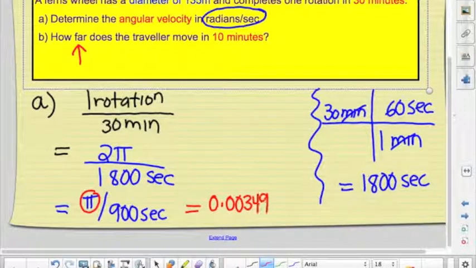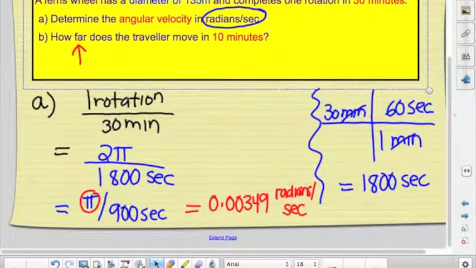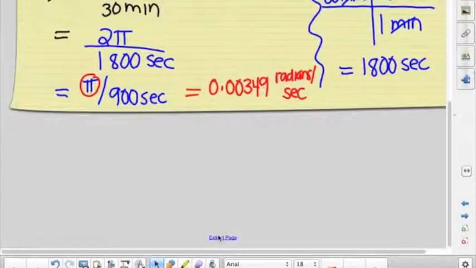0.00349 radians per second. 0.00349 radians per second. Now for part B, it's asking us how far does the traveler move in 10 minutes.